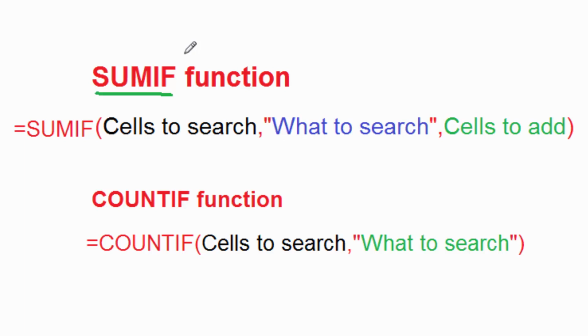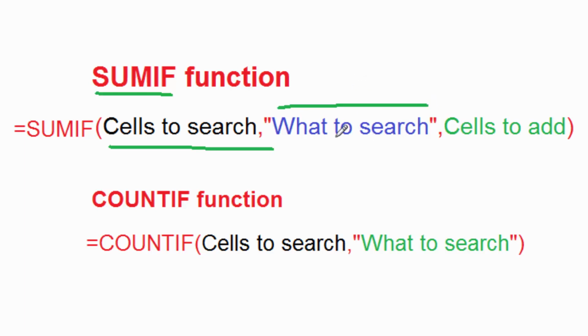And this function has three parts in the bracket, as you can see. We call these parameters of a function. These three parameters have different uses. The first one is what we call cells to search, or a group of cells where we are going to search the item in the second part.